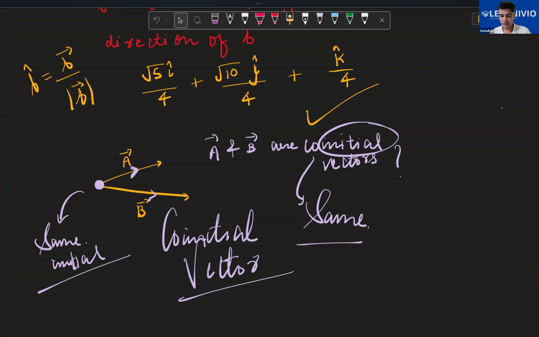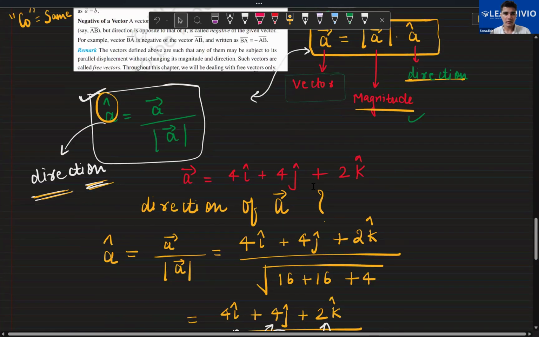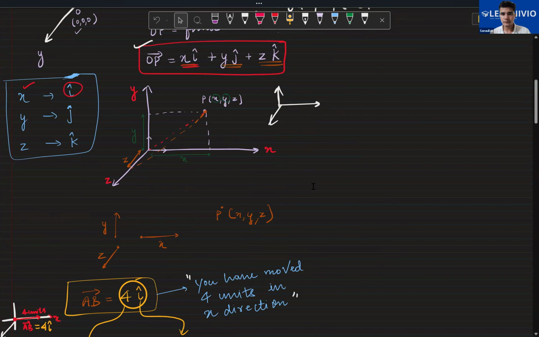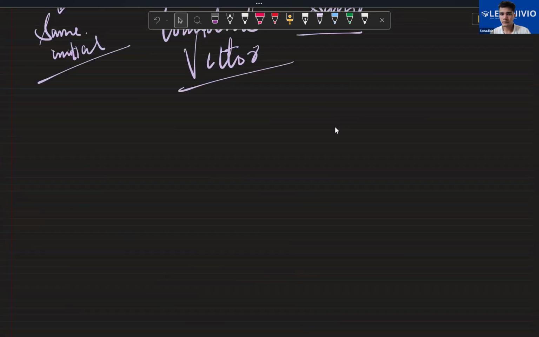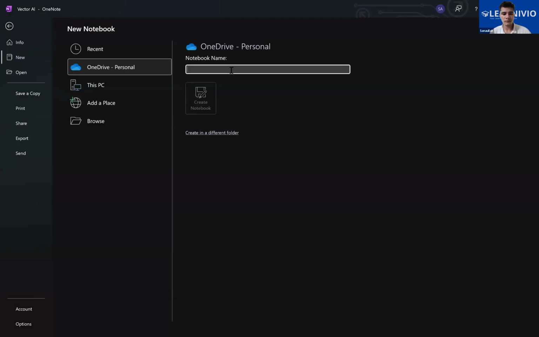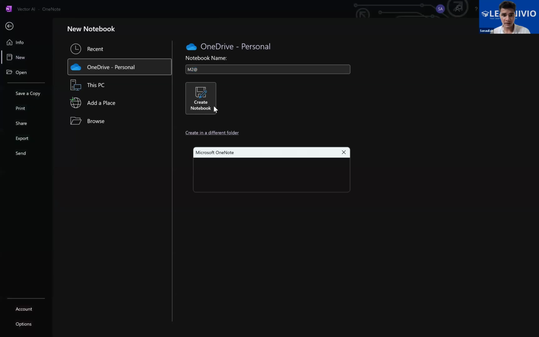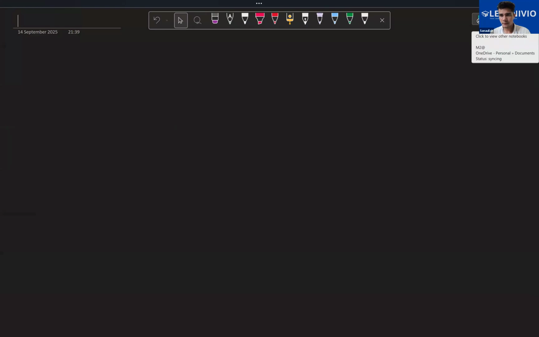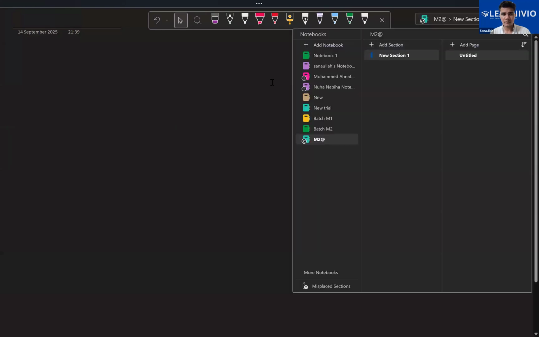So in this lecture, we are going to start the vector algebra. Okay, so Oshi, tell me what do you mean by vector quantity? Something that has a magnitude and a direction and follows the vector law of addition.